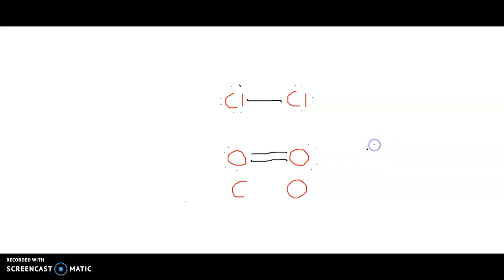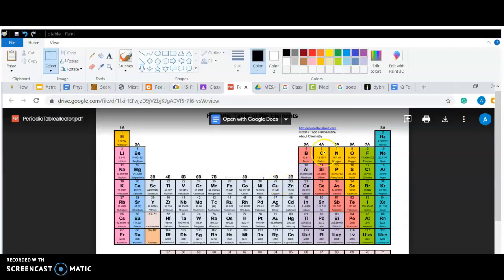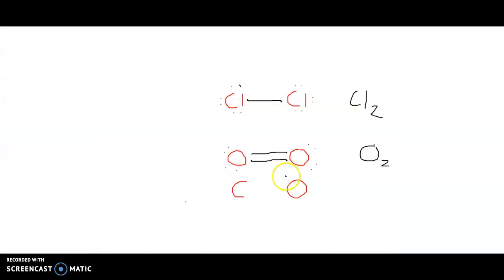So that's where we get O2 and Cl2. Now it looks like carbon and oxygen, so it's carbon monoxide. Okay, so carbon has how many valence electrons? 4. Oxygen has how many valence electrons? 6. Okay, so let's see how this is going to go.